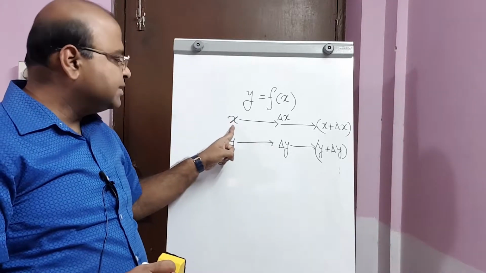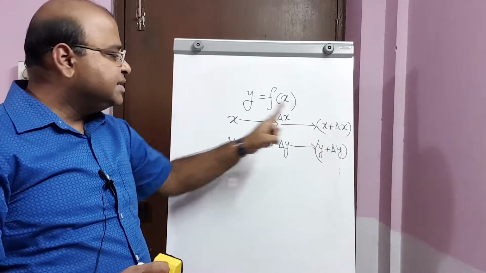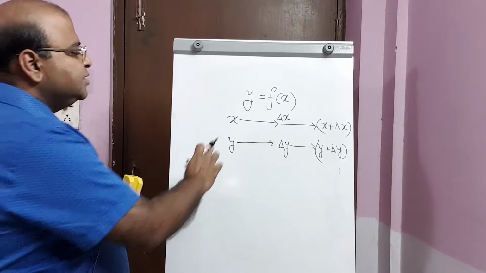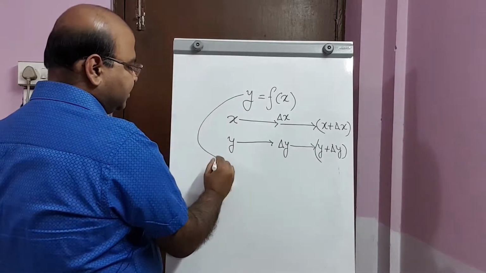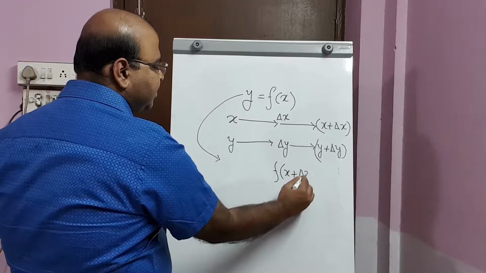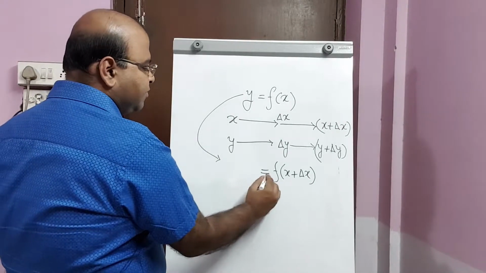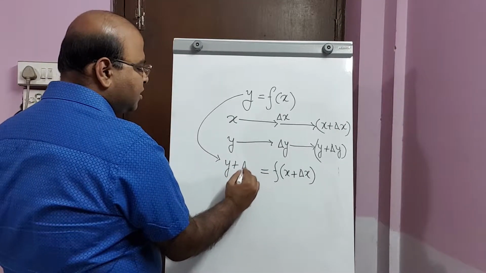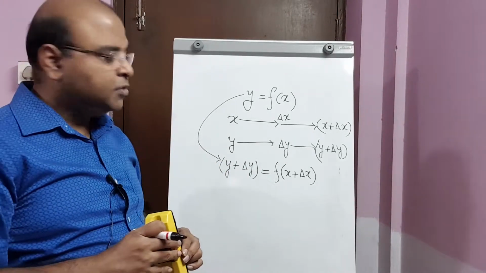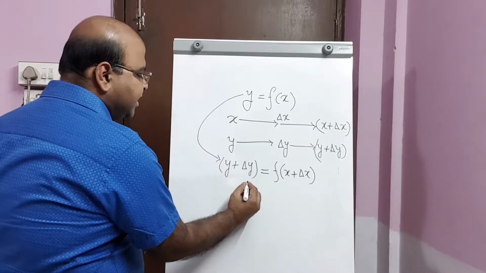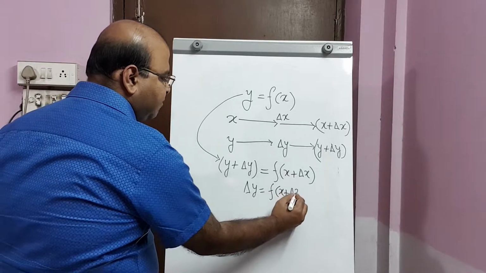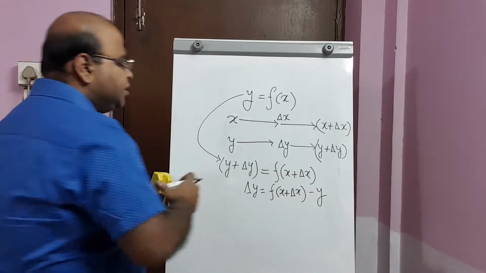So when the variable x changes to x plus delta x, at the same time y also changes to y plus delta y. So if we apply these transformations in this function y equal to f(x), that is, if I replace the independent variable by its final value, that is x plus delta x, at the same time we have to replace the dependent variable also by its corresponding final value, which is y plus delta y. So from here we can express delta y as f of x plus delta x minus y. We simply shift y that way.